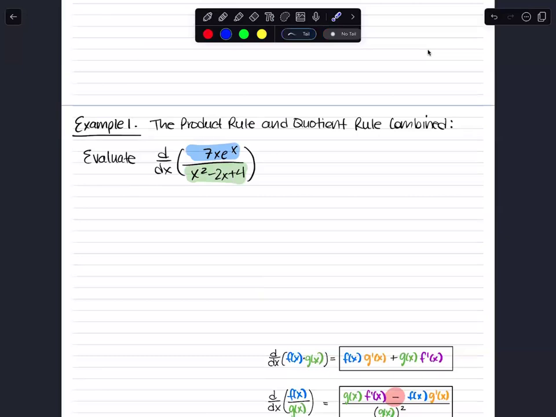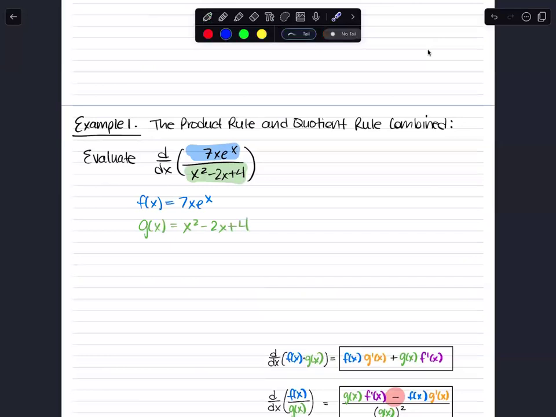So carefully size up these problems. And as I always say, practice, practice, practice. The more practice you do, the more confident you will become in identifying what rules you need. And the more practice you do, the less of a surprise any problem can be on a checkpoint. So I'm going to write down that my f of x equals 7x e to the x, and that my g of x equals x squared minus 2x plus 4.